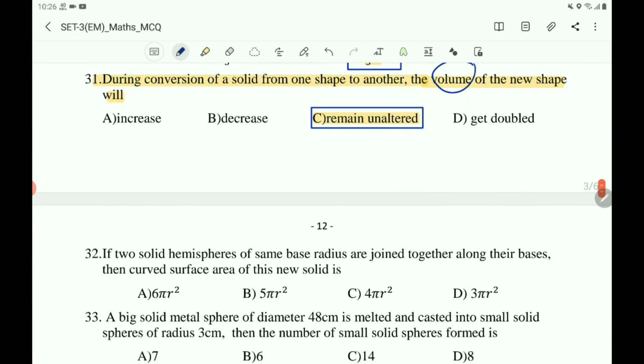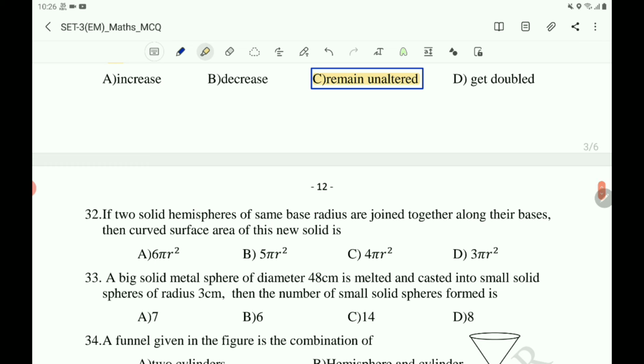Then you take question number 32. If two solid hemispheres of same radius are joined together along their bases, then the curved surface area of this new solid is. Here, two solid hemispheres of same base radius are joined together along their bases. Consider the rough sketch, and if they are joined you will get the shape of the sphere.